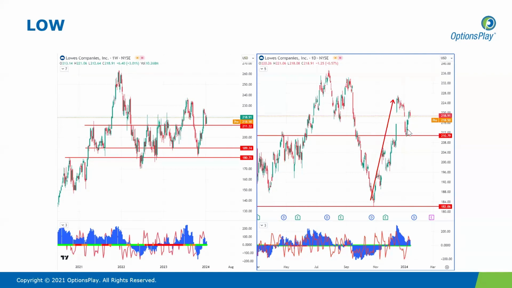And so far, again, going quite well at 220. Set to open slightly lower this morning, but still early days in this trade. So looking for a continuation of this rally back towards 228 and potentially that 236 area once again.